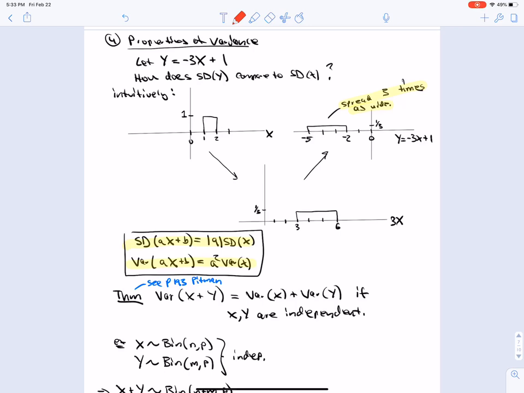So the effect of transforming your random variable x into, let's say, ax plus b, for the SD, is just the absolute value of a times SD of x. So in the example above, the SD of minus 3x plus 1 is just 3 times the SD of x. And variance is just the square of SD. So variance of ax plus b is just a squared times variance of x. Just remember that constants pull out of a variance as a square, constants that are multiplied by x, and constants by themselves die under variance.